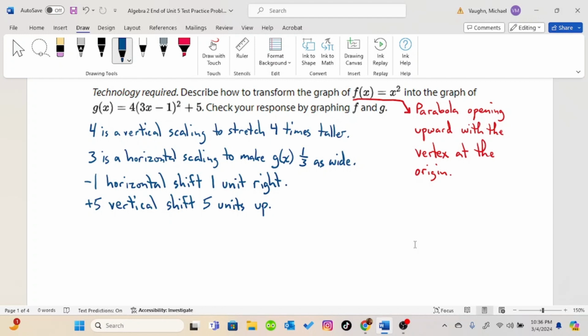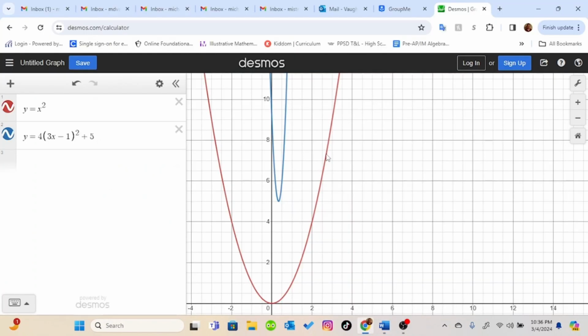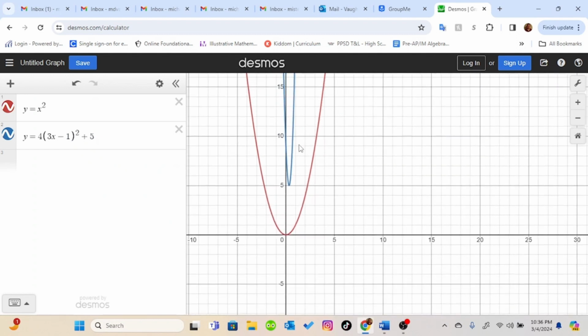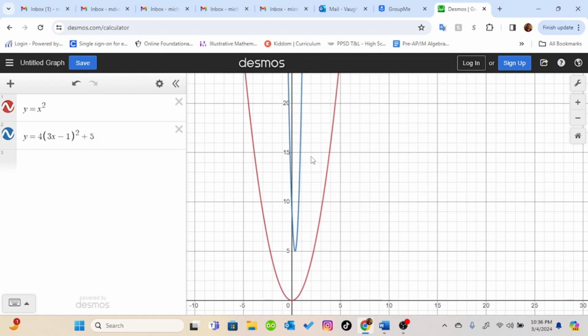Now that we've made our predictions about what each number will do to the original graph f of x, let's take a look. So I've used the Desmos.com calculator, and I'll point out the parts. Remember that we said the 4 was a vertical scalar. So the red line is the original f of x parabola, and now you see the blue one has been stretched 4 times taller.